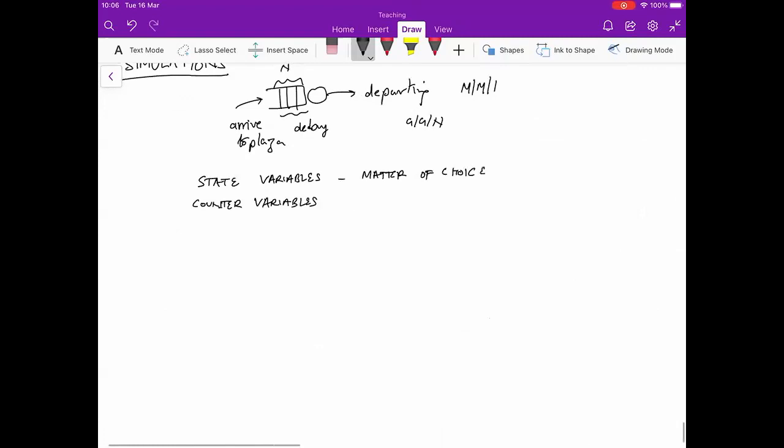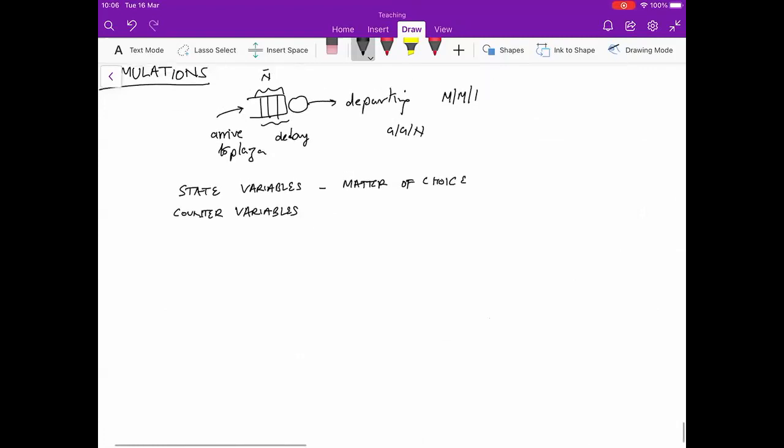So over here, the minimum you need in terms of state variable would be the number of people in the plaza, because without that we don't have anything to work with, and that would be the state variable that I would choose myself if I were to do that.